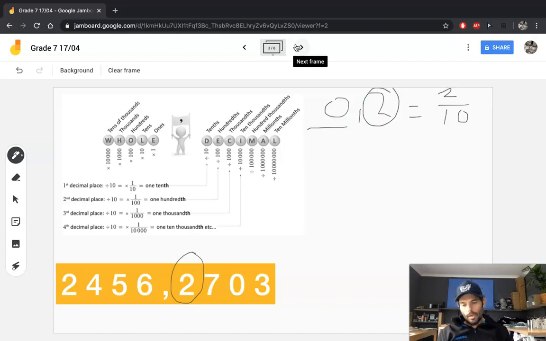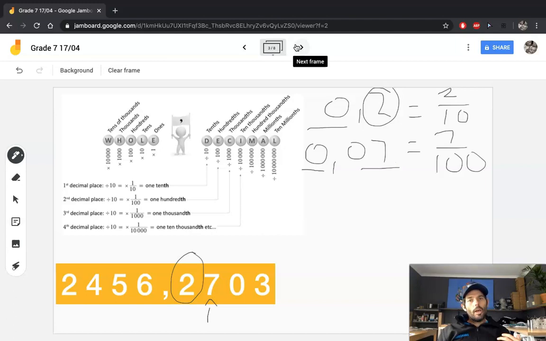The same with the 0,07, which is this number over here. That equals 7 over 100. How many times does 100 go into 7? 0. And there are 7 left over. So another way to look at this is if I have 7 over 100, how many zeros are there in the denominator? There are 2. So that tells me how many numbers there are after the decimal: 1, 2.